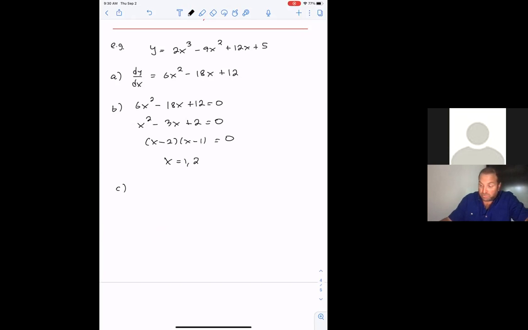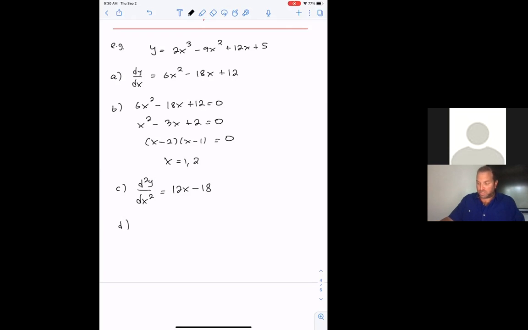Part C. Find the second derivative of y with respect to x. Okay, well, we have the first derivative, so just take the derivative of the derivative. We get 12x minus 18. And D, hence. What does hence mean? As a result of what we just got, determine whether the points are local max or mins.